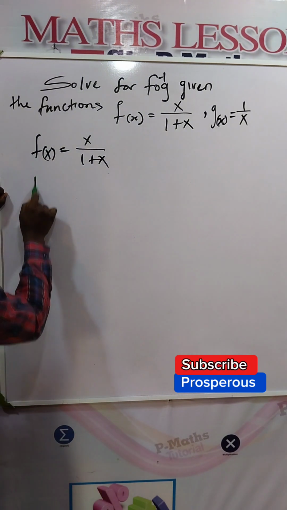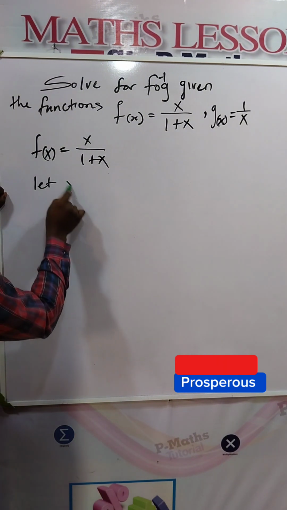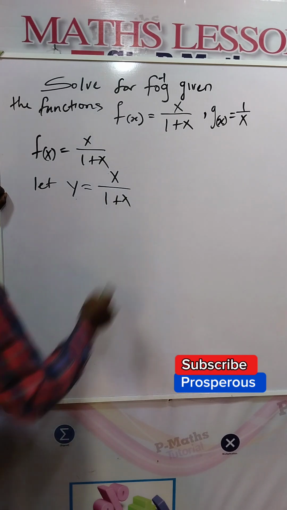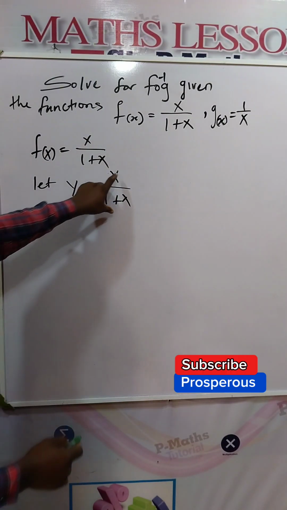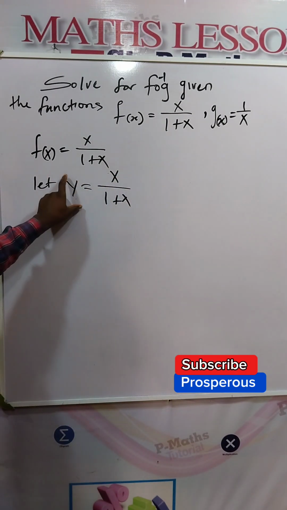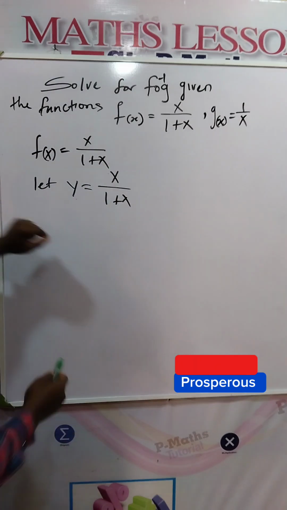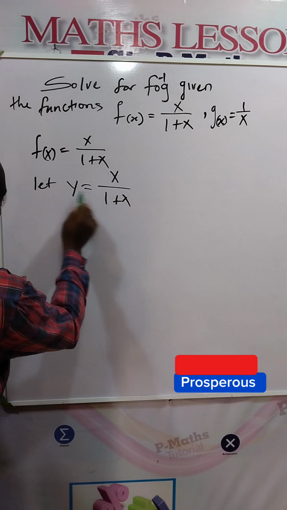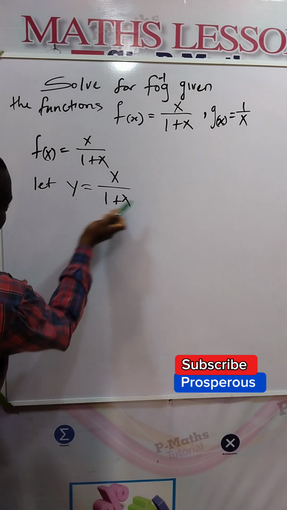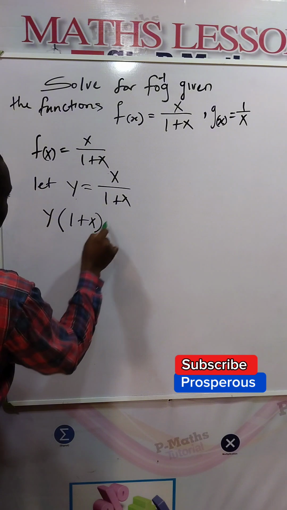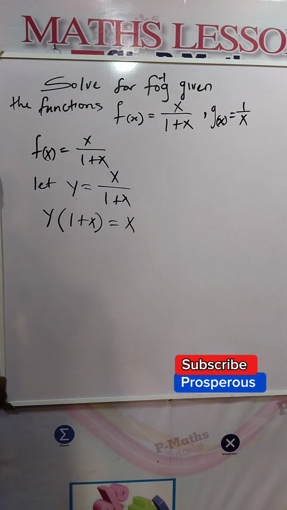So we first say let y equal x over 1 plus x. Now let us make x the subject of the formula in this equation. That is all you need to do to solve the inverse function. So we have to cross multiply. y will multiply the denominator. We have y into 1 plus x equals x.